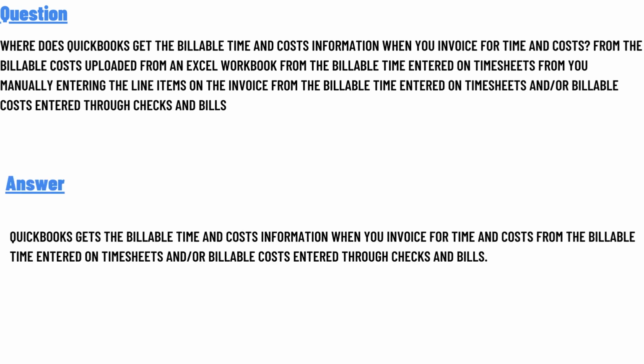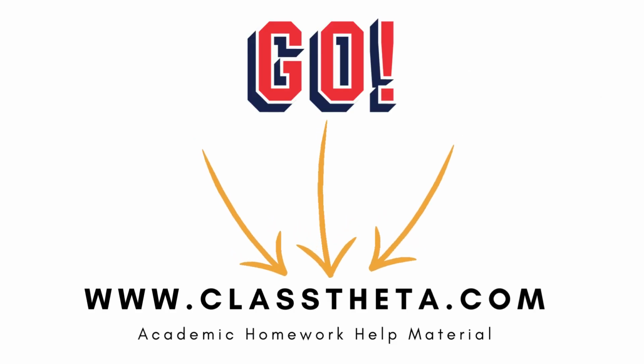The correct answer to the question is: QuickBooks gets the billable times and cost information when you invoice for time and cost from the billable times entered on the timesheets and/or billable costs entered through checks and bills. So that is the answer to the question.